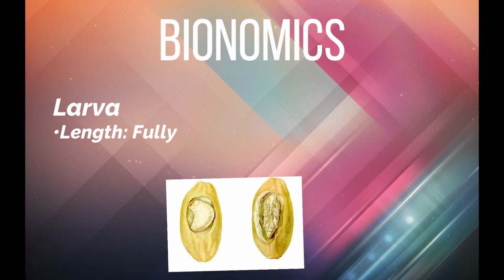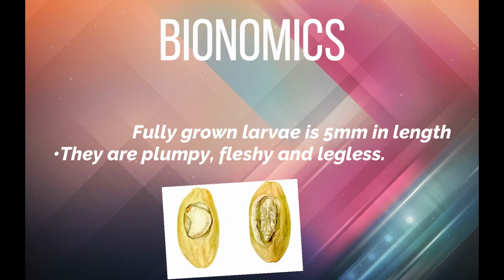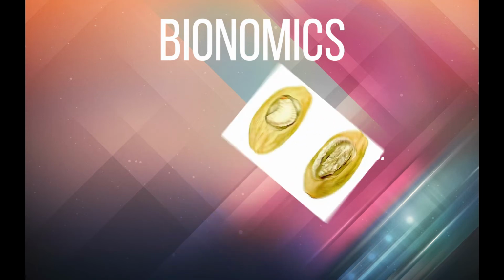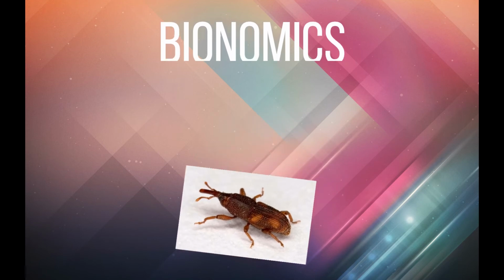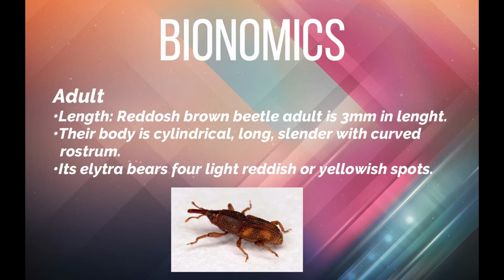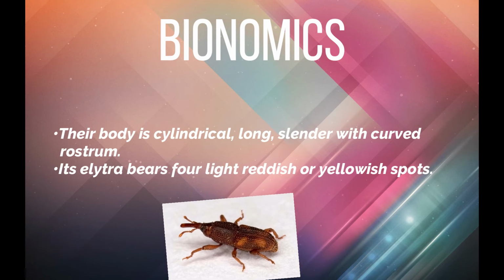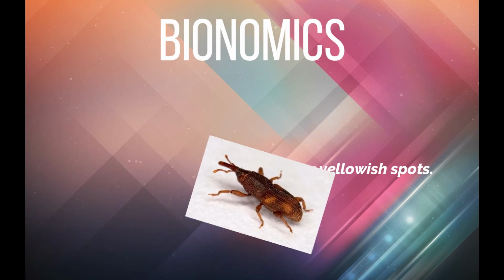Bioeconomics of the rice weevil. Starting with the larva, the fully grown larva is 5 mm in length. It is plump, fleshy and legless. Adult is a reddish brown beetle about 3 mm in length. Their body is a long cylinder with a curved rostrum. Its elytra bear 4 light reddish and yellowish spots.